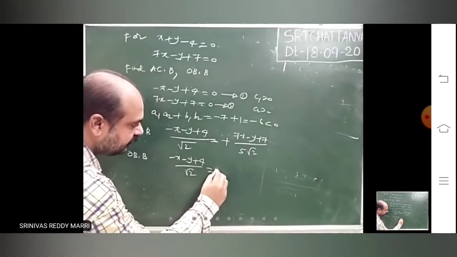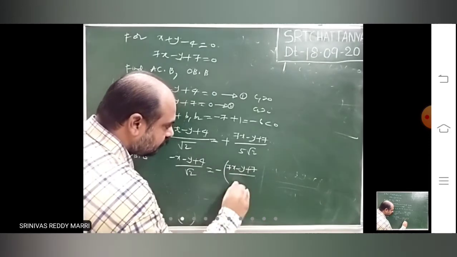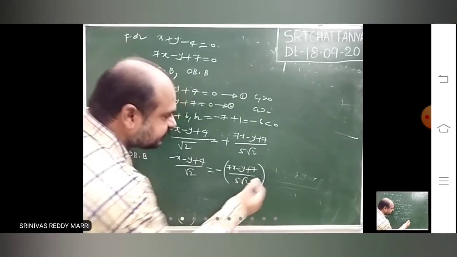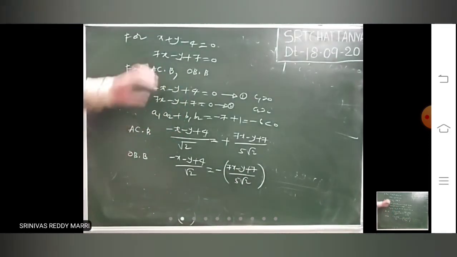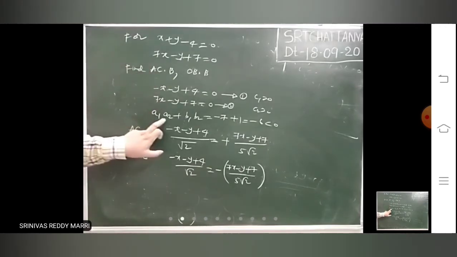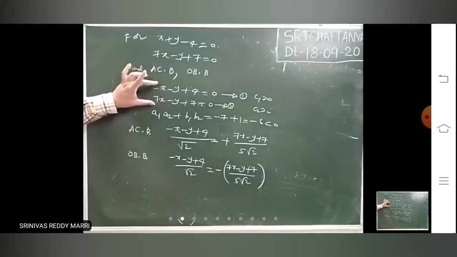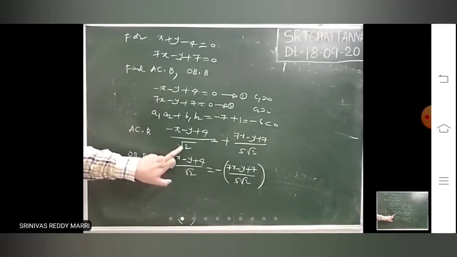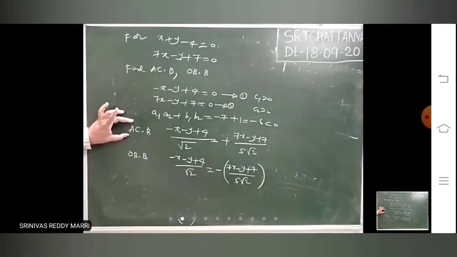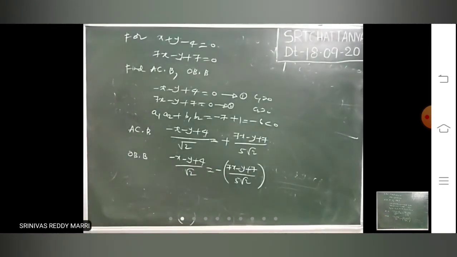Divided by root 2 equal to minus 5 root 2. This is the obtuse angle bisector. First make the lines such that both constants are positive. Then find a1 a2 plus b1 b2. If it is negative, then write the angular bisector's formula for these two lines. So this divided by root 2 equal to plus 1 is the acute angle bisector, minus 1 is the obtuse angle bisector, like that.